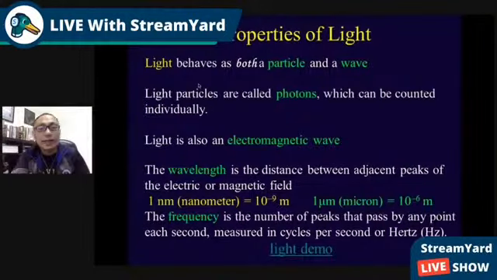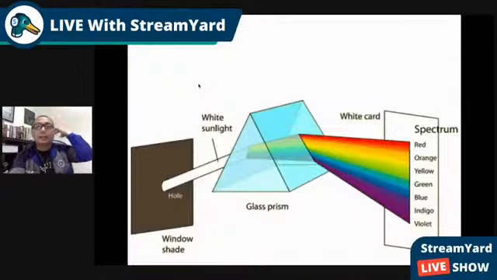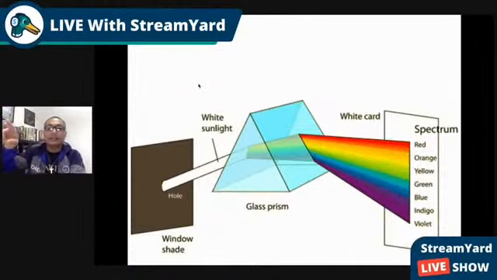And light is also an electromagnetic wave, like microwave and other forms of wave: radio wave, ultraviolet wave, etc. When it passes through a spectrum, or in this case a glass prism, the white sunlight can turn into different colors. Remember Roy G. Biv: red, orange, yellow. So that's always a pattern, no?